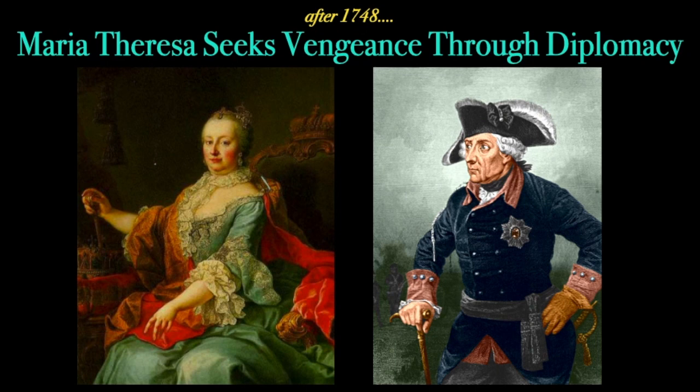So when we left off with the end of the War of Austrian Succession in 1748, in the middle of the 18th century, Austria and Maria Theresa have been humiliated. Silesia has been stolen from them, and all of Europe is now looking at Prussia as this new rising powerhouse in the middle of Europe. And Maria Theresa wants vengeance against Prussia. So how is she going to get it?